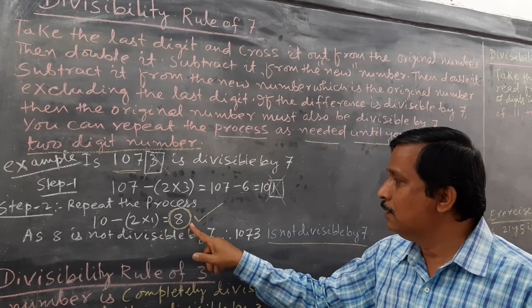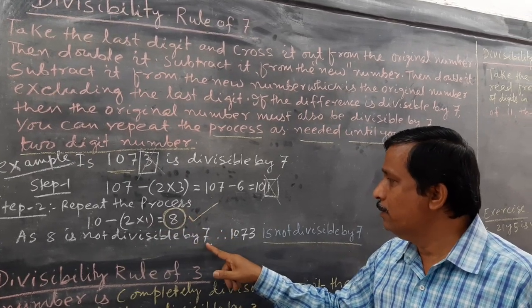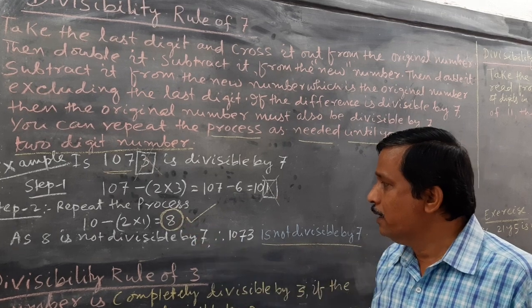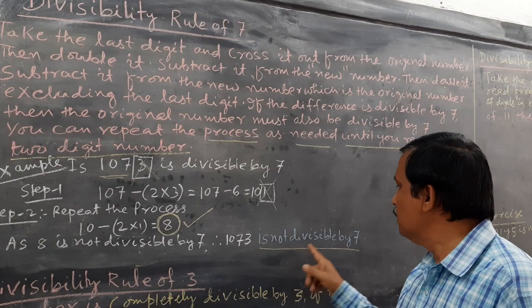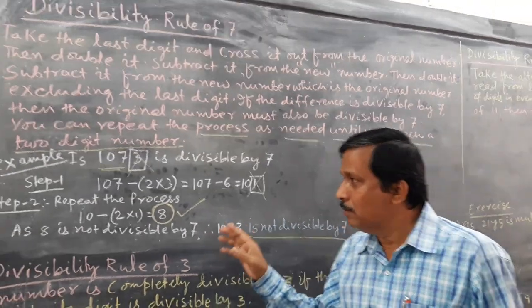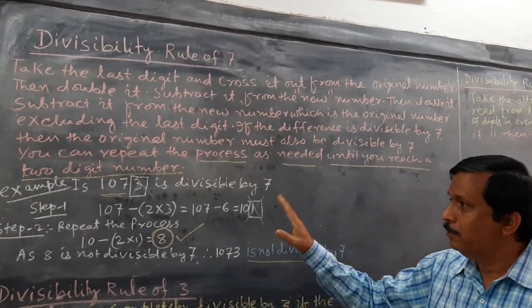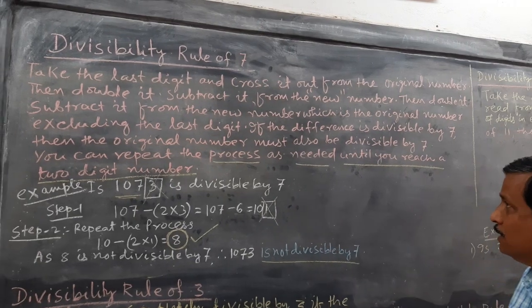Now it is a single digit number. So you check the divisibility by 7. Now 8 is not divisible by 7. So 1073 is not divisible by 7. Okay? I thought that you might have understood this.